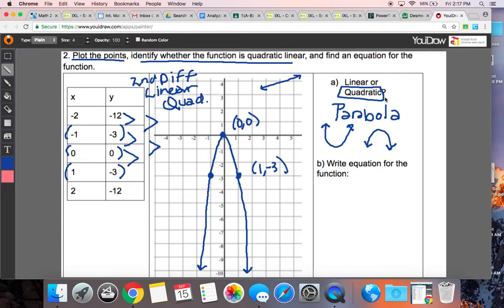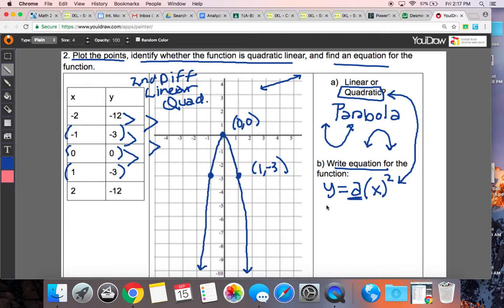Okay. Finally, I have to find the equation. So let's write the equation of this quadratic function. Any quadratic function, guys, has the form y equals a times x to the power of 2. So all I really need to do is find a.